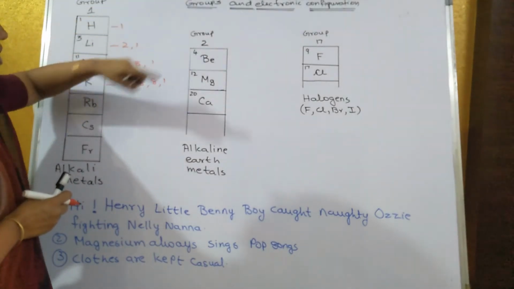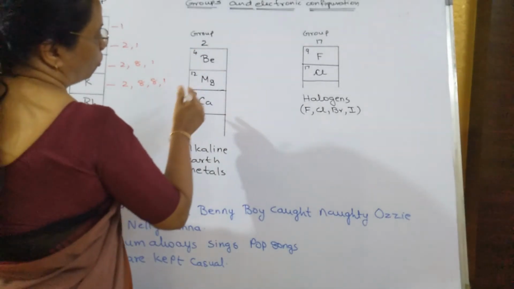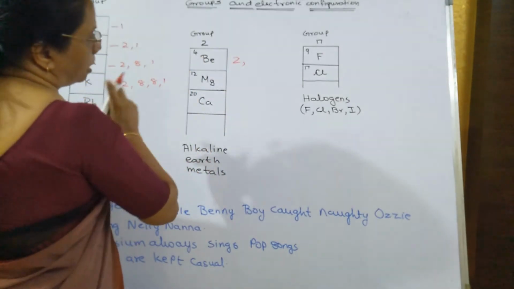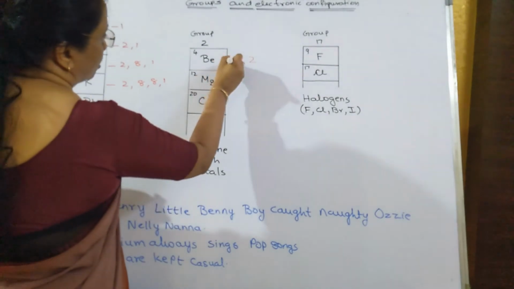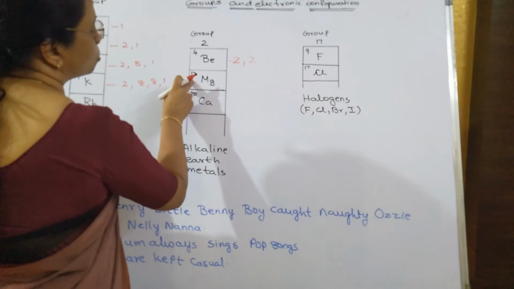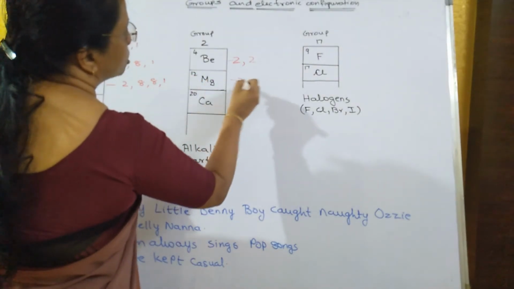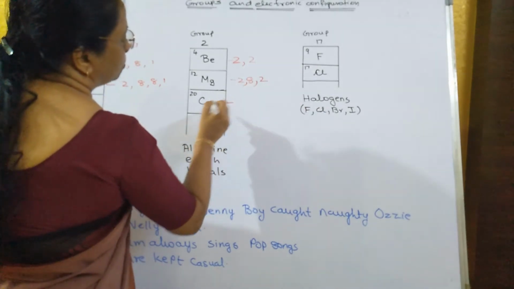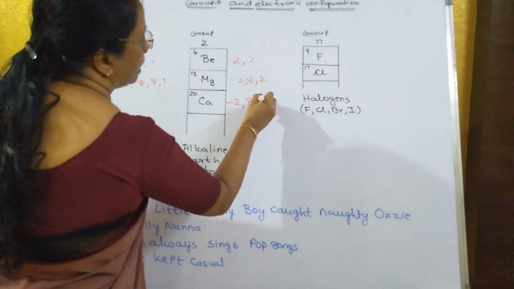Now we will see group 2, that is beryllium. What is the atomic number of beryllium? 4. So in the first shell 2, and how many are remaining? 2 are remaining, so in the next shell also it will be 2. So the electronic configuration of beryllium is 2, 2. Magnesium is 12, so first shell 2 electrons, next one 8, then next one 2. Calcium is 20, so 2, 8, 8 and 2.